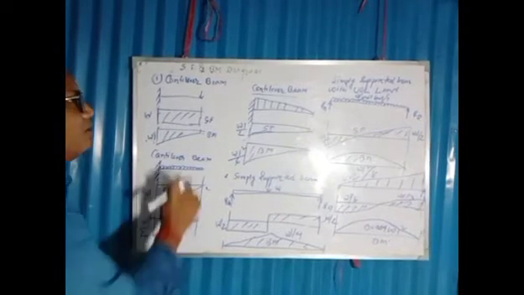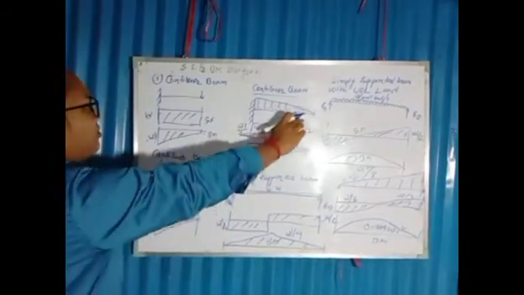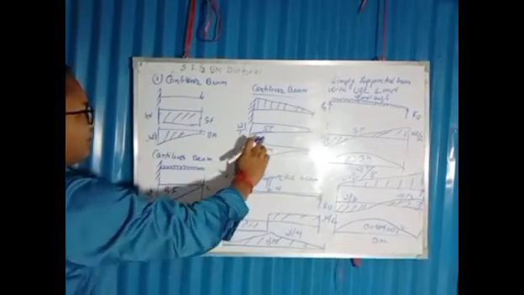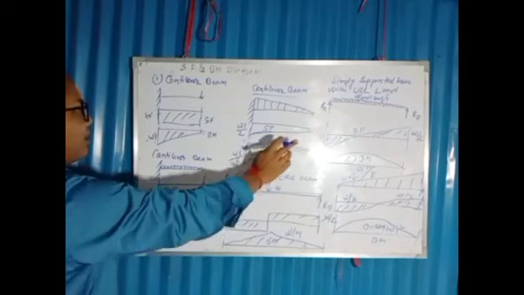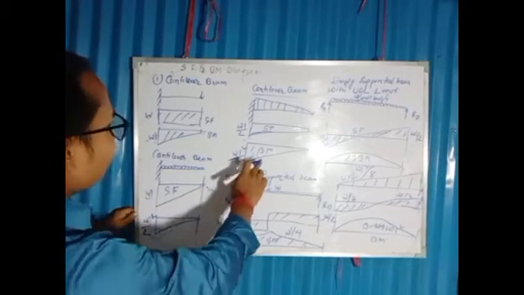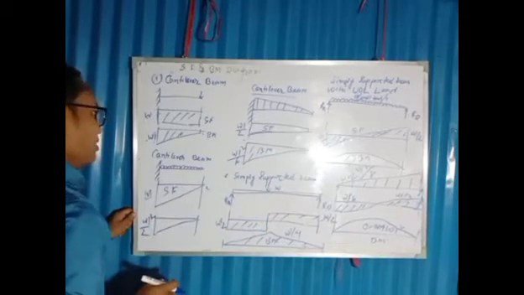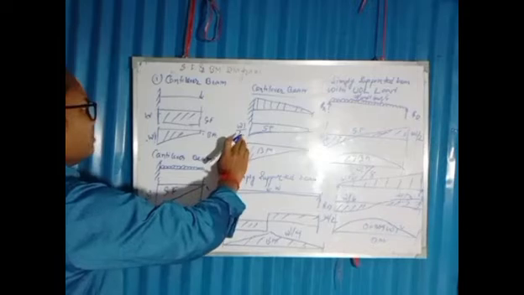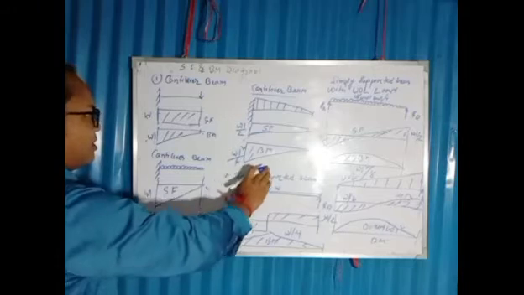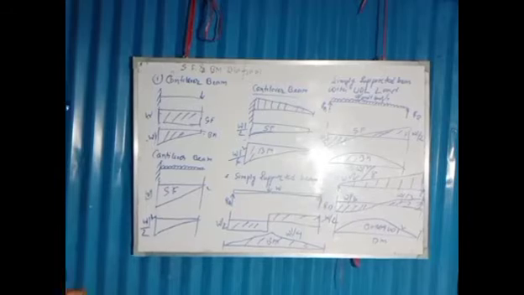On the right-hand side, you can see a cantilever beam with a uniformly varying load, UVL. The shear force diagram is a parabolic shape, and the bending moment diagram is also a parabolic path. The maximum value of the bending moment of this cantilever beam with the UVL load is WL square by 6.